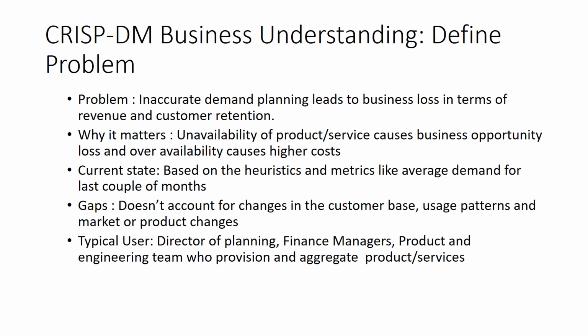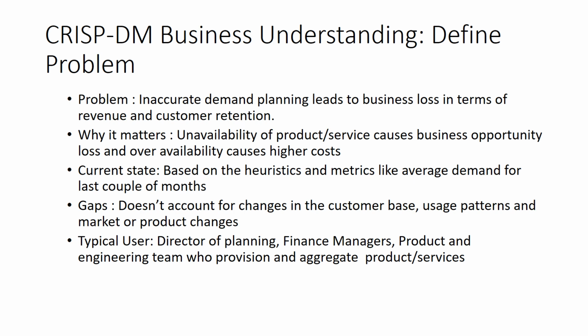Now let's look at this use case from the CRISP-DM business understanding point of view. The problem here is that inaccurate demand planning leads to business loss in terms of revenue and customer retention. It matters because unavailability of a specific product or service can lead to loss of business opportunity. On the other hand, if there is over availability, this could mean higher cost for the company.